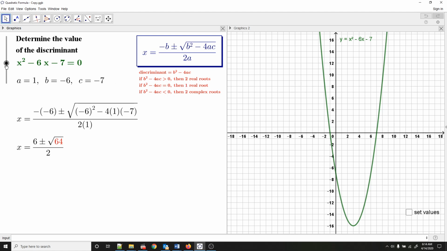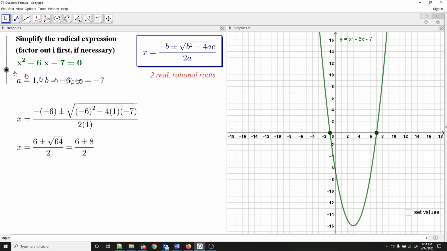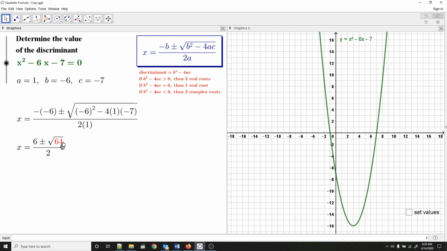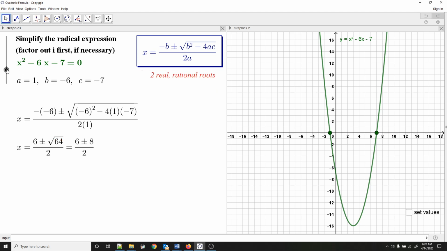But I want you to be a little bit more specific in nature. And so I'm going to ask you to not just tell me it's real roots, but in this case, rational roots. And the reason it is rational is that the square root of 64 can be simplified to 8. So before we go any further, let's make sure we don't make a common mistake. The discriminant is the number inside the radical, known as the radicand, 64.